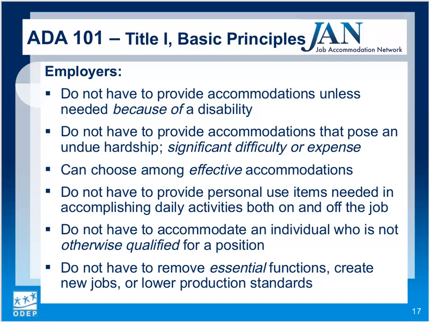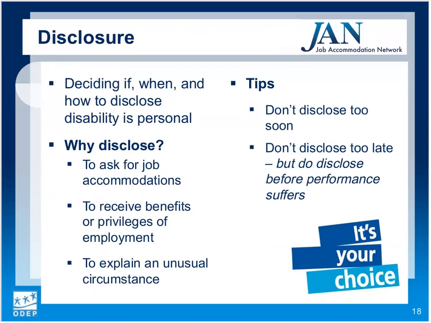Personal use items needed in accomplishing daily activities both on and off the job, for example, medically prescribed hearing aids, eyeglasses, and wheelchairs, are items that are not required as accommodation. Of course, employers do not have to accommodate an individual who's not otherwise qualified for a position. The individual has to be qualified and able to perform the essential duties, or they're not going to be able to stay in that position. And finally, employers do not have to remove essential job functions. They don't have to create new jobs, and they don't have to lower production standards as accommodation. So these are just some things to keep in mind when you're thinking about discussing accommodation.